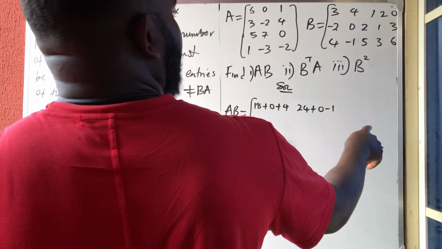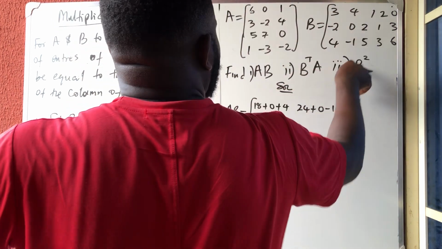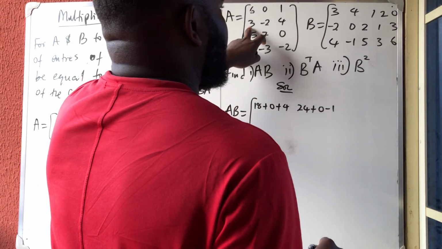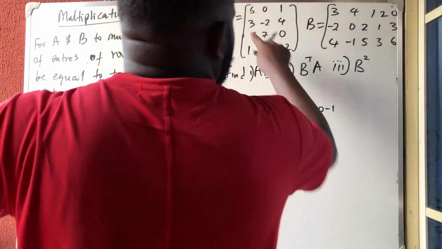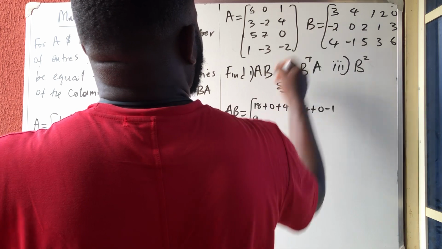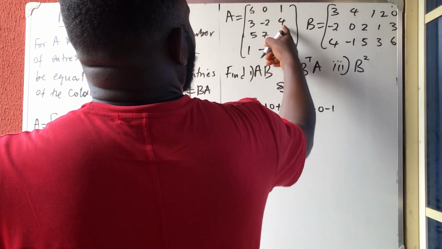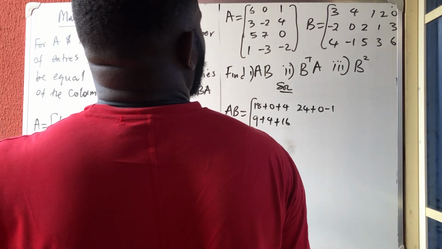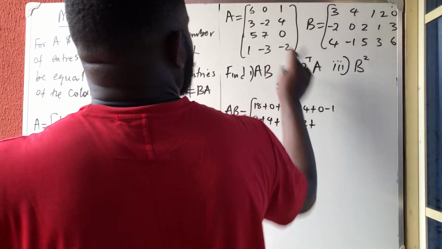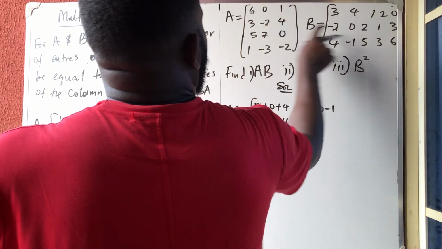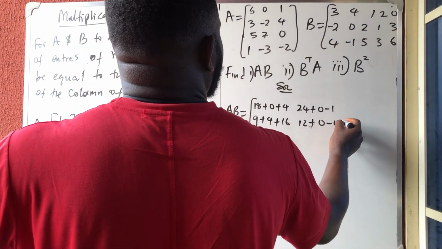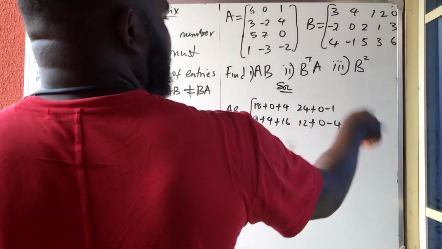It cannot enter here, so follow the same process. This one will times this one, this one will times this one, this one will times this one. Then you continue from here again, like the 7. So 3 times 3, 9. Minus 2 times minus 2 is plus 4. 4 times 4, 16. Then go to the other one again. 3 times 4, 12, plus minus 2 times 0 is 0. Then 4 times minus 1 is minus 4. I have the same thing. Then continue and finish it up.